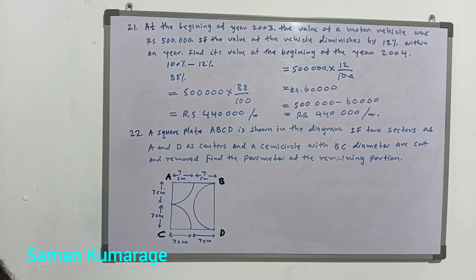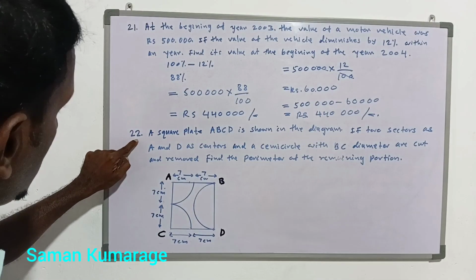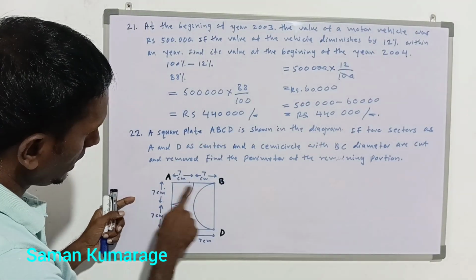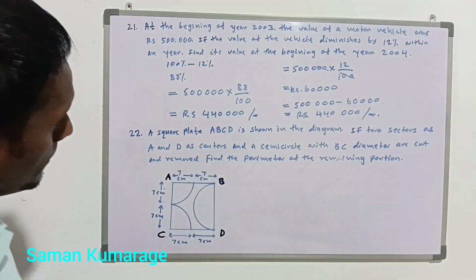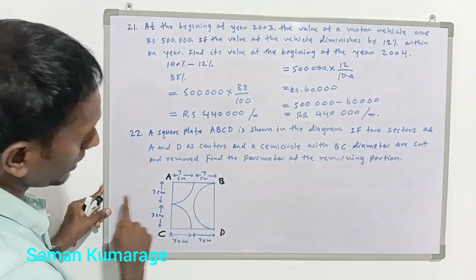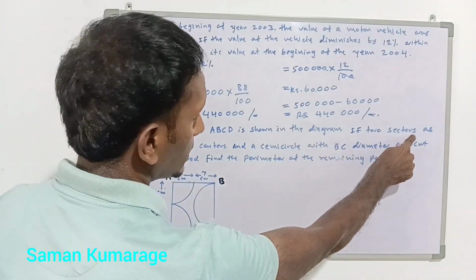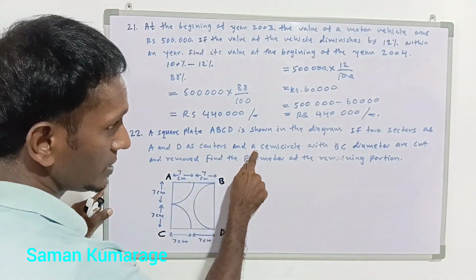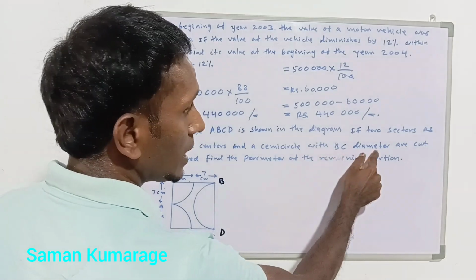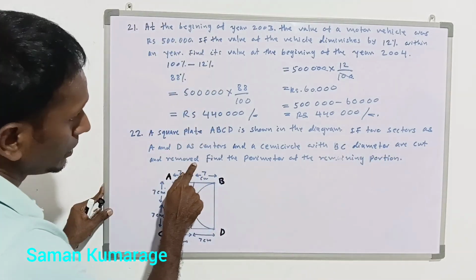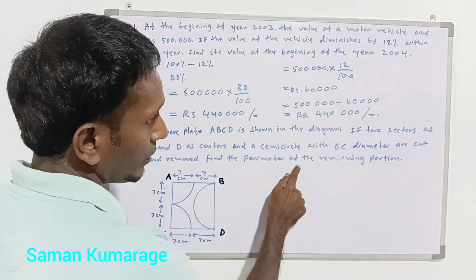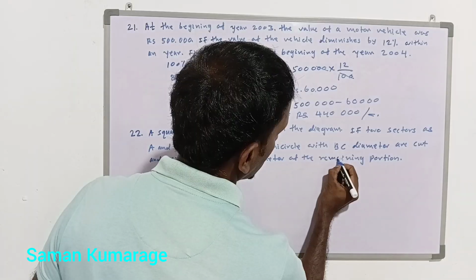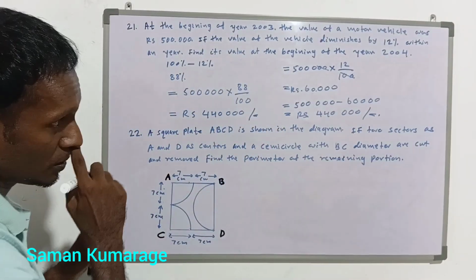Next, question number 22. A square plate ABCD is shown in the diagram. If two sectors with A and D as centers and a semicircle with BC as diameter are cut and removed, find the perimeter of the remaining portion.